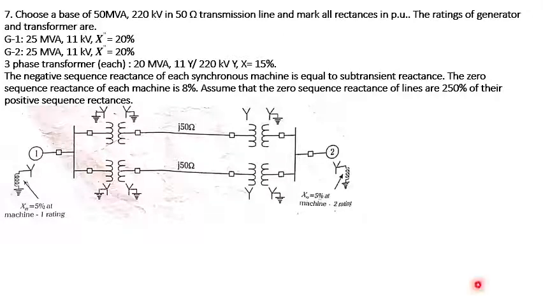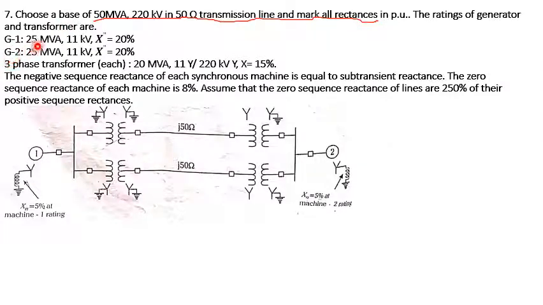Then coming to the next problem, we have: choose a base of 50 MVA on a 220 kV transmission line. This is our new MVA and new kV on the transmission line, and mark all the reactances in per unit.